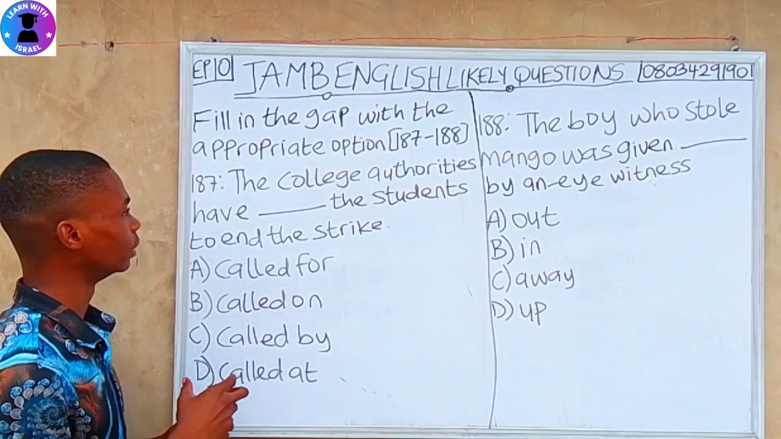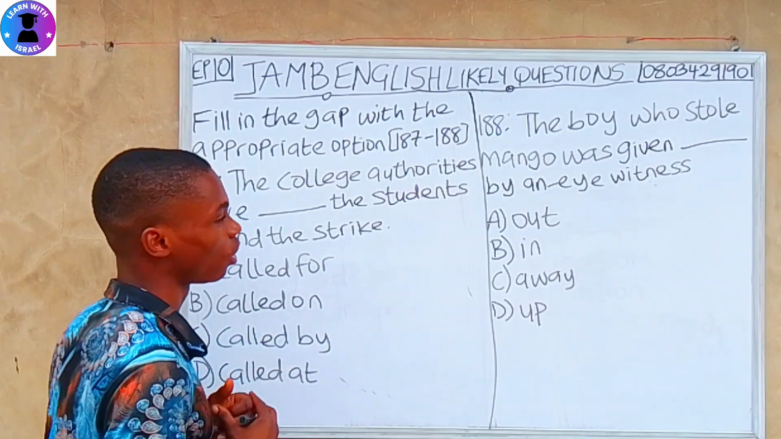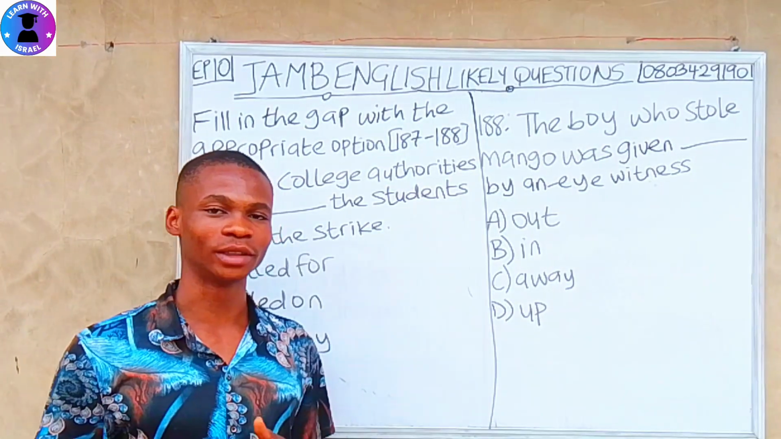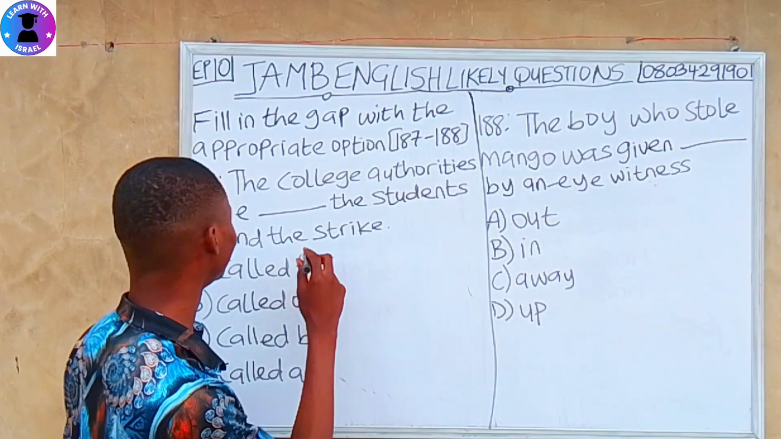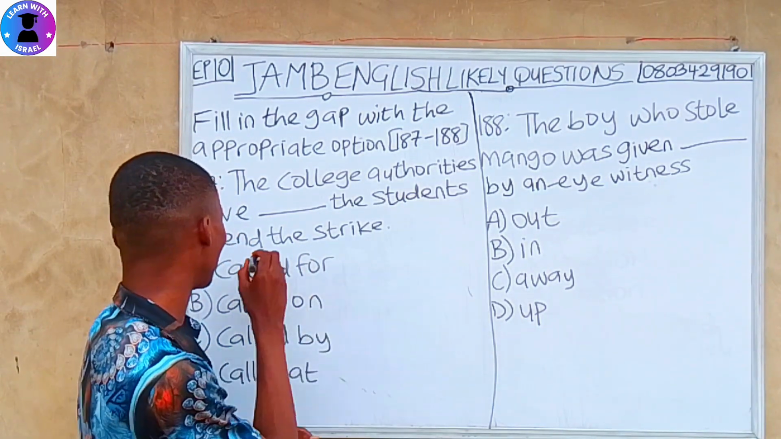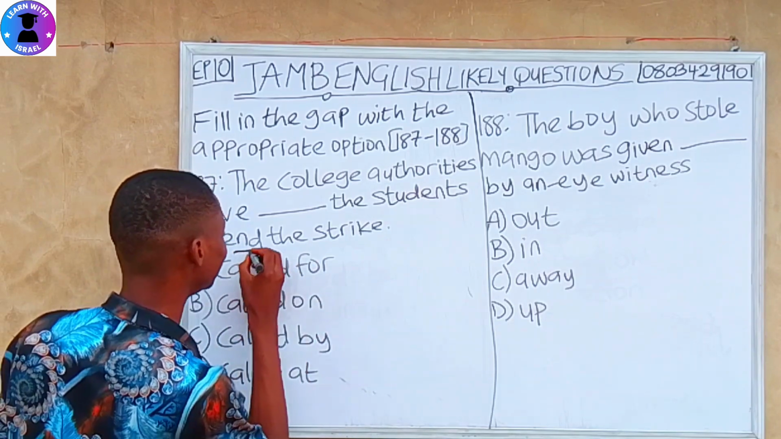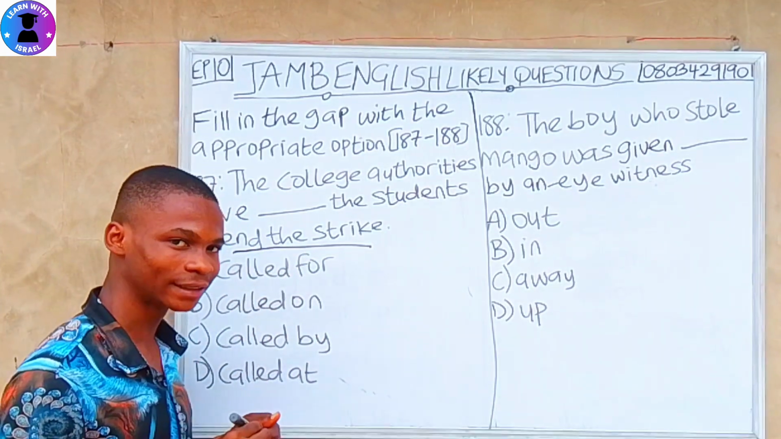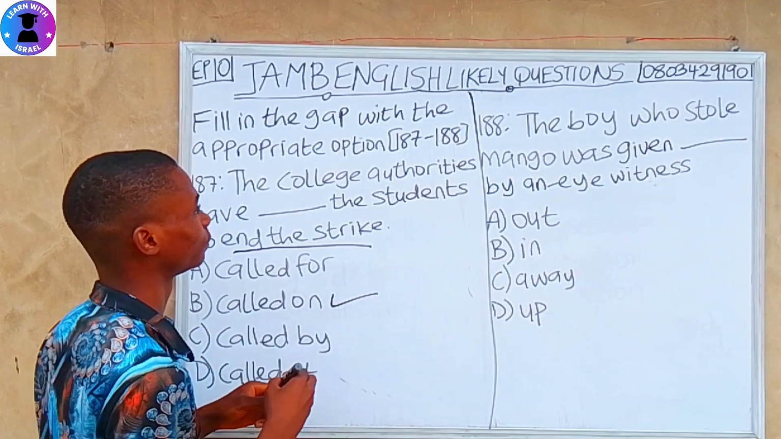Option B, called on. The college authorities have called on the students. When we say call on, it means to ask someone to do something. So the college authorities have called on the students to end the strike. To call on someone to do something. That something is to end the strike. I hope that is clear. So called on is the appropriate answer.